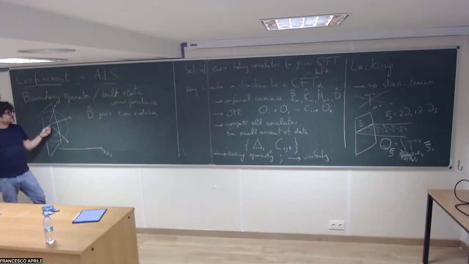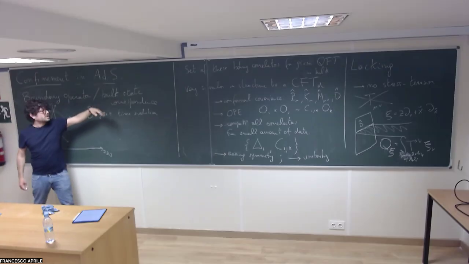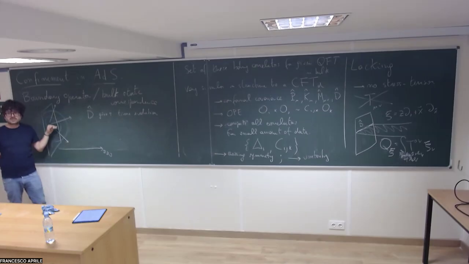So this thing that I wrote here means that if I have a state in the bulk in this quantization, I can always rewrite it as a linear combination of states prepared by boundary operators. Okay.